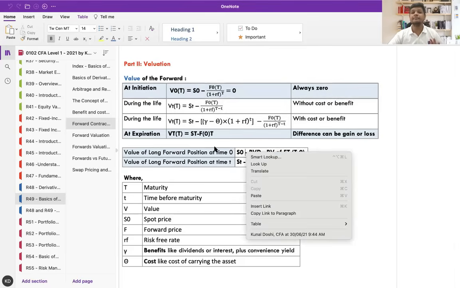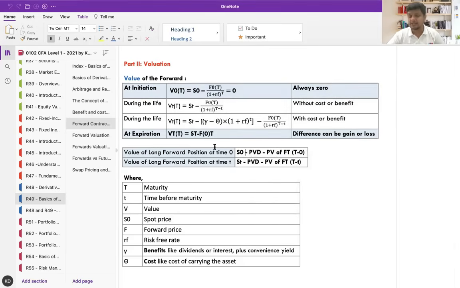Spot minus the present value of dividends, right? Minus from that, you will do the minus the present value of the future price, right? That's the thing, at any point of time: spot on that day, minus the present value of benefit, minus the present value of futures. If it is stock, you will never have storage cost.